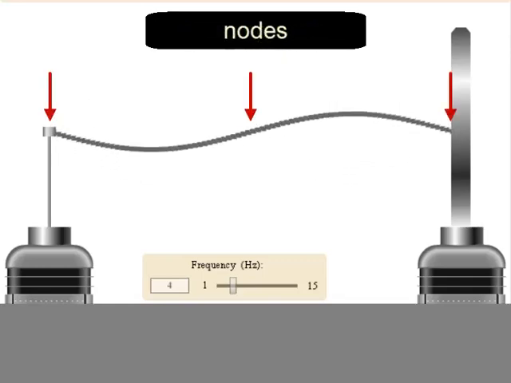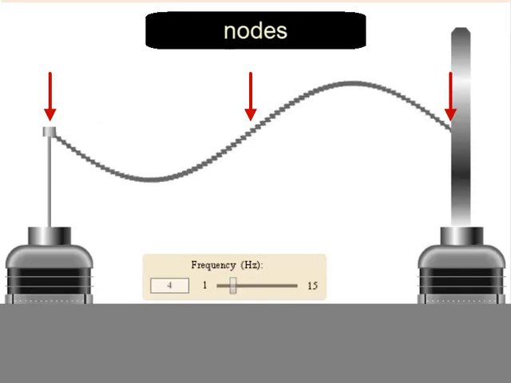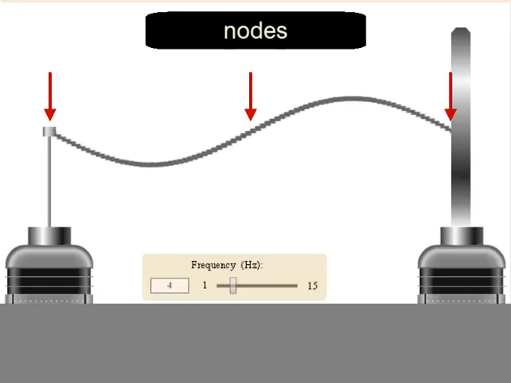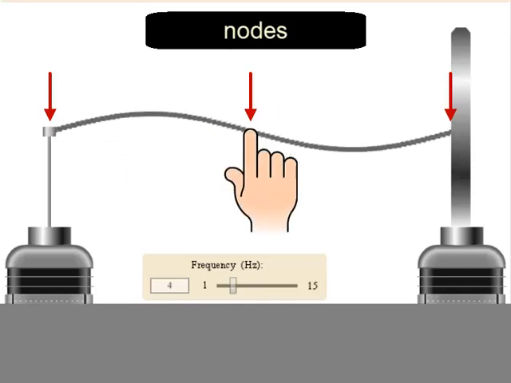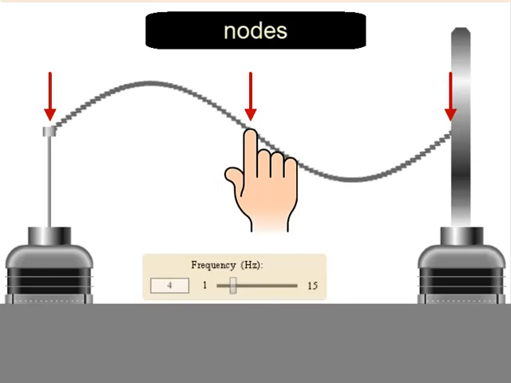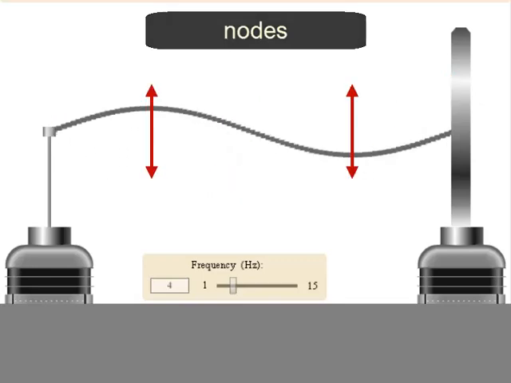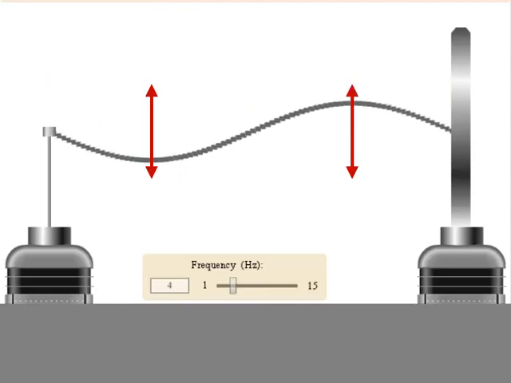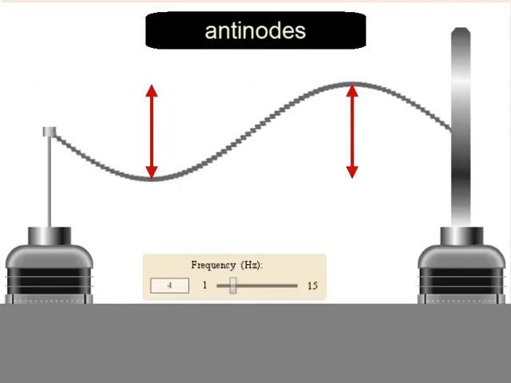Nodes are stationary points of the standing wave where there is total cancellation of the wave and zero amplitude. You could touch the nodes on a string with standing waves and you would not disrupt the wave. The positions with the largest amplitude are called antinodes and occur halfway between nodes.